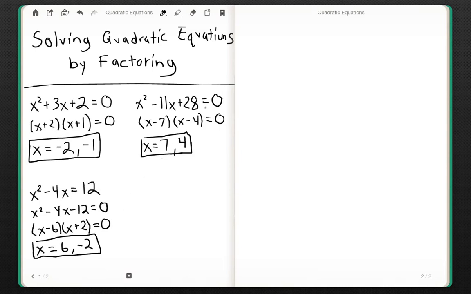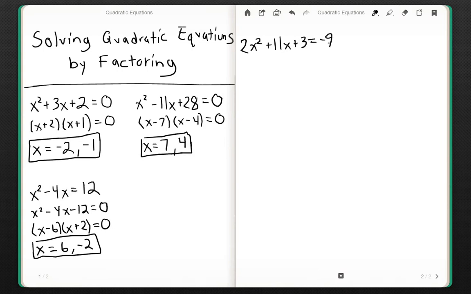All right, now let's do a little bit more complicated factoring. Again, nothing that we haven't already done. Once again, we're starting with something on the other side, so we're just going to bring that over first. The 9 will become positive, plus 3 will be 12.